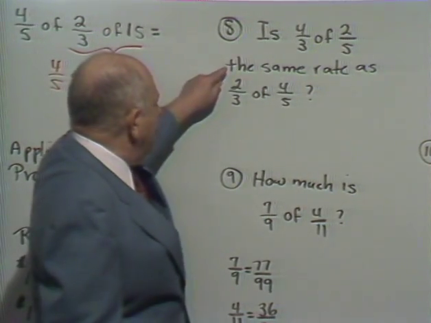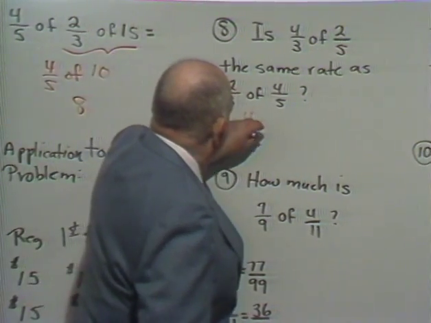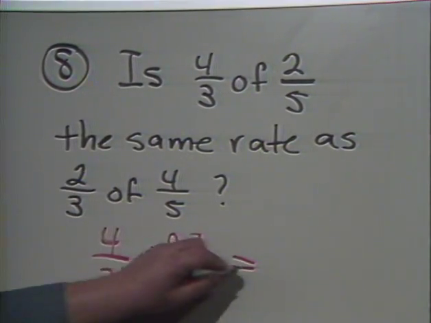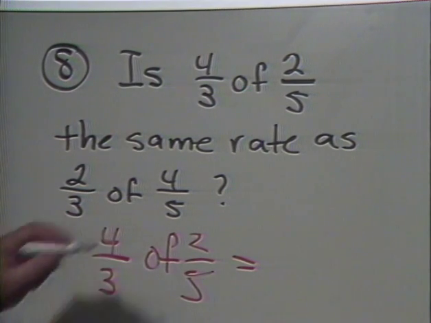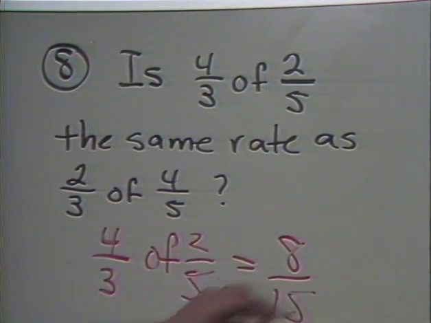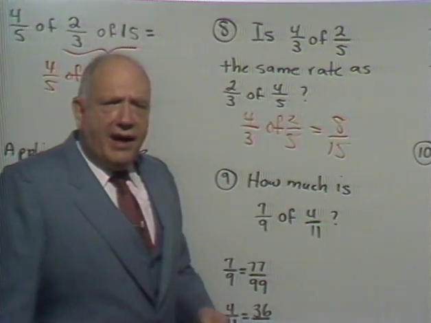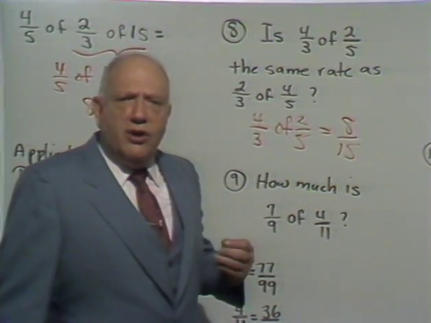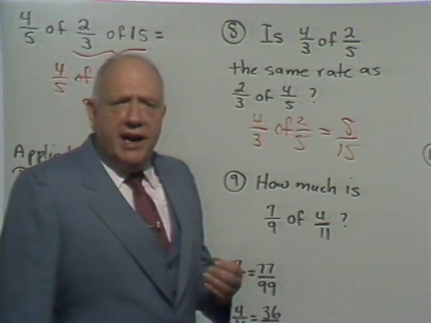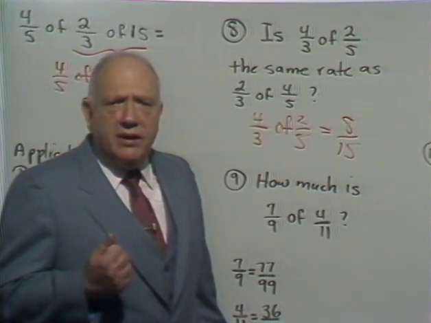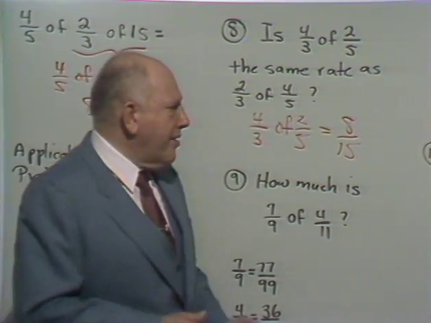What I want you to see is when you take 4/3 of 2/5, even though that sounds different from 2/3 of 4/5, how do you multiply? You multiply numerators and you multiply denominators. And the reason you do that isn't because it's easy, it's because it gives you the right answer. After all, when you were adding fractions, it would have been easier to add the numerators and add the denominators. But the reason we didn't was because we got the wrong answer.